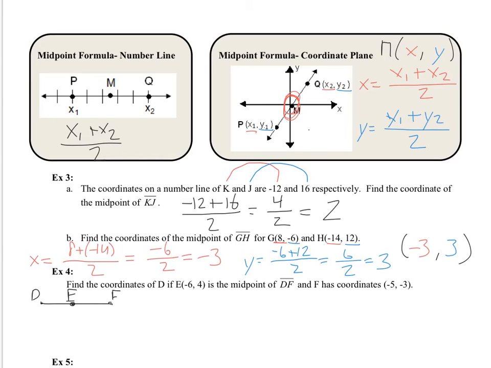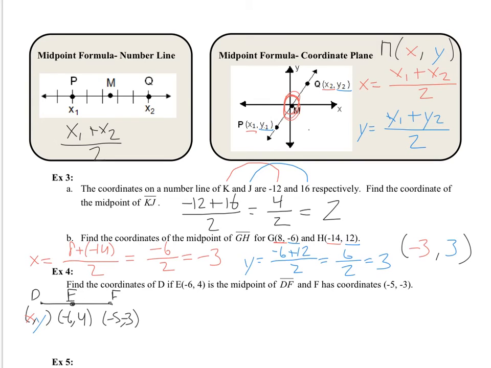Now it told us we do not know what the coordinates of D are, so what we're going to do is we're actually going to give it two variables, namely x and y. Now we know the point for E is negative 6, 4, and we know F is negative 5, sorry, negative 5, negative 3. So our whole goal now is to find what the coordinates of x and y are.